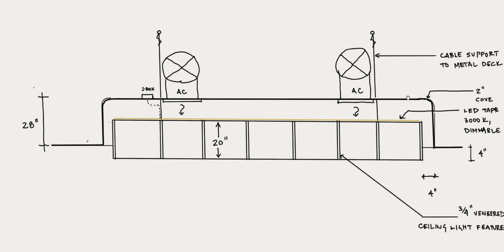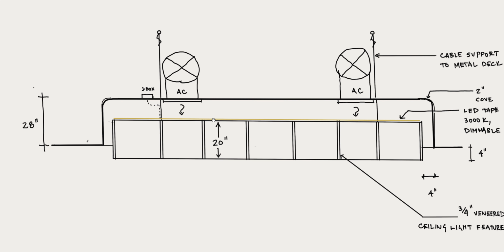And it would march across all the way and then back down again, and then we'd be suspending within that a 20-inch deep structure. This would be that Class A veneered or painted grid. This is 20 inches deep, and it is suspended in a 28-inch volume, but it's actually protruding 4 inches down into the space. LED tape light 3000K dimmable would be running across the top. It's approximately 90 linear feet if you're doing everything in the east-west direction only.